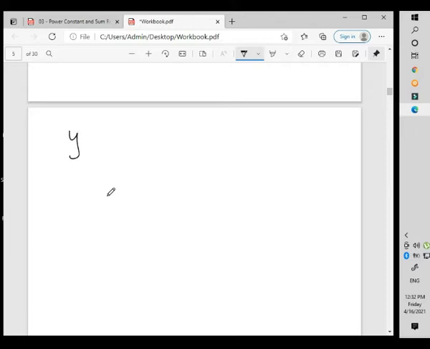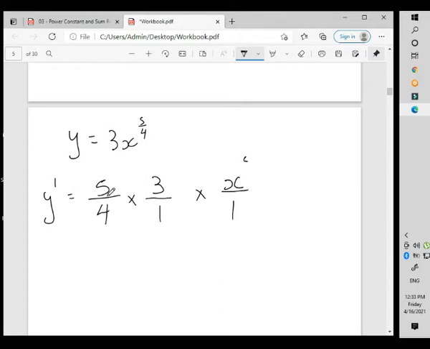y is equal to 3x to the 5 over 4. Alright, now when you have these fractional components, it's a little bit tricky, so I'll be working this one a little bit slowly. So y prime is equal to, the power comes in front, 5 divided by 4 times 3, and I'll put it over 1 for the persons that are a little bit uncomfortable working with fractions, which multiplied by x over 1. And the x is to the 5 over 4, subtracting 1.